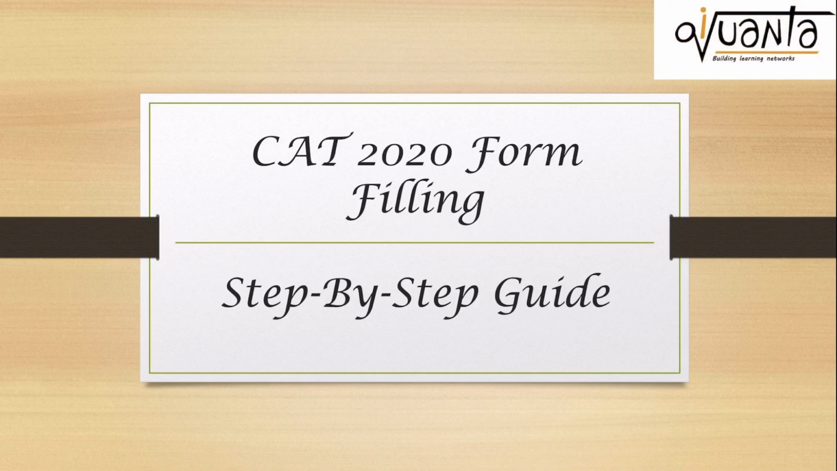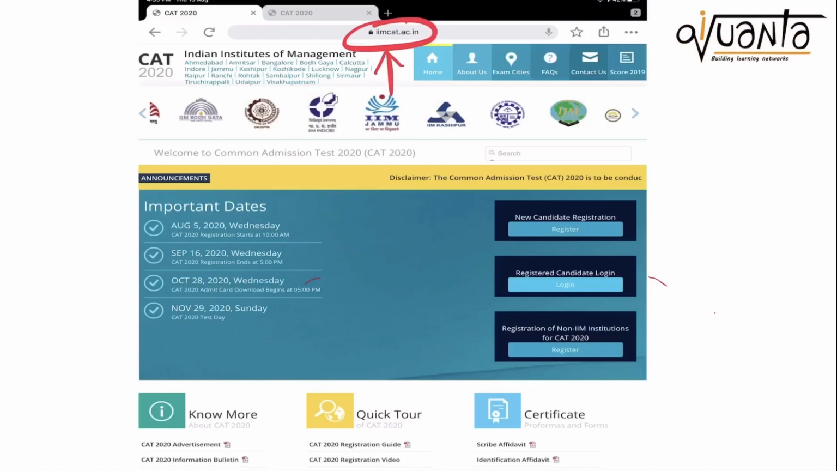The registration started on 5th August and will continue up till 16th September, 5 pm. Your admit cards will be released on 28th October, roughly a month before CAT. It is advisable to use a laptop or PC to fill the form and avoid using a smartphone.